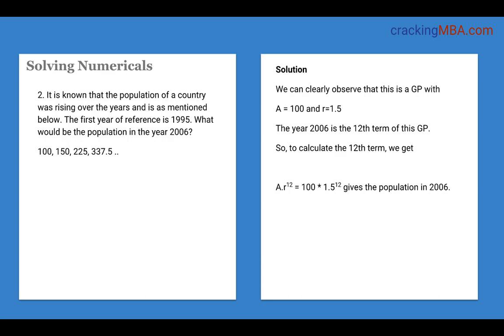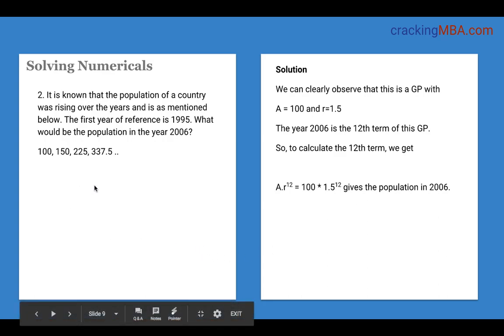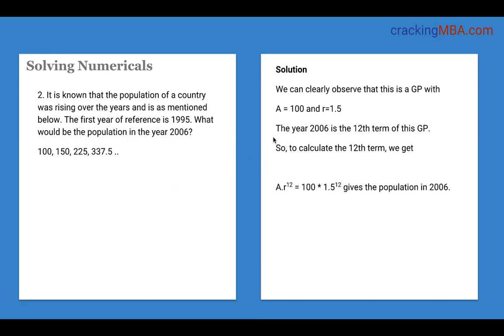Okay, so here we are given the terms as 100, 150, 225, 337.5 and so on. So here we can see that we have a series which is in a GP, and we have the first term and we have the ratio. We want to find the 12th term, which is 2006. Okay, so a is equal to 100, r is equal to 1.5, and the year 2006 is the 12th term of the GP. So we calculate it as 100 into 1.5 whole power 12. Okay, that gives the population in 2006.